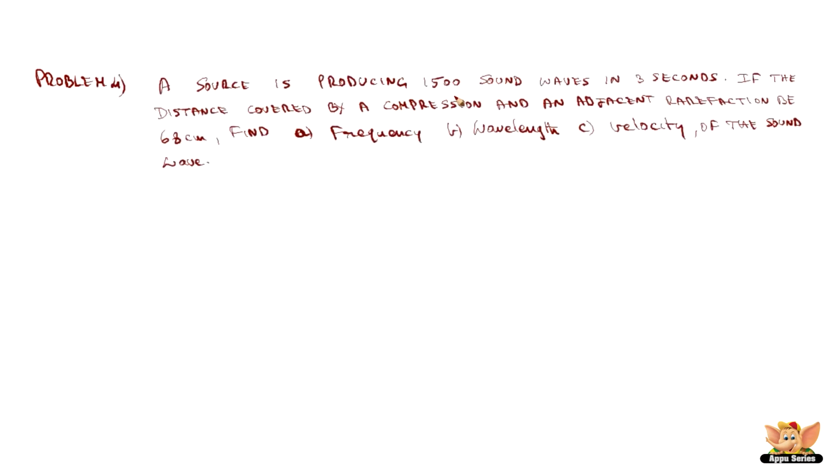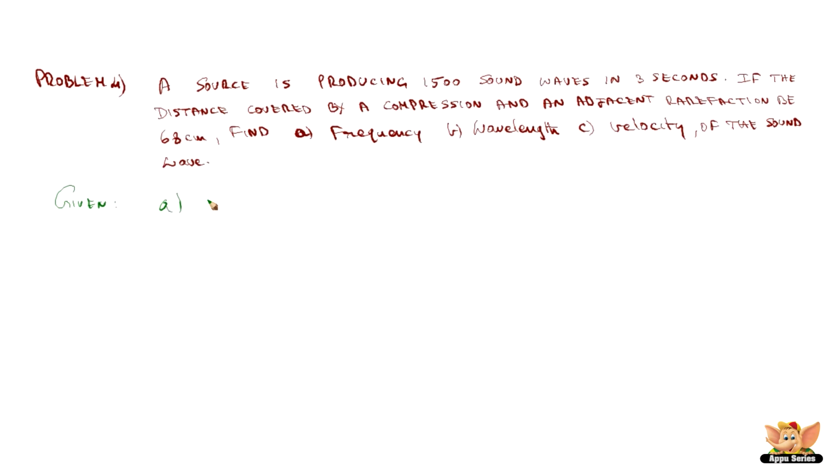Problem 4. A source is producing 1500 sound waves in 3 seconds. If the distance covered by a compression and an adjacent rarefaction be 68 centimeter, find A, frequency, B, wavelength, C, velocity of the sound wave. So this is a typical problem wherein the answers are already hidden in the question, but we need to understand the question to bring out the answers. So let's see how it is given.